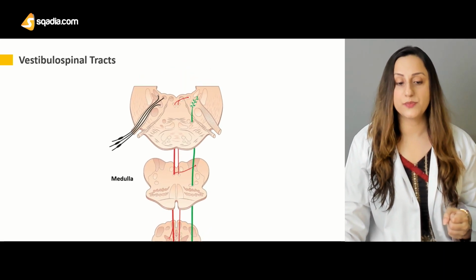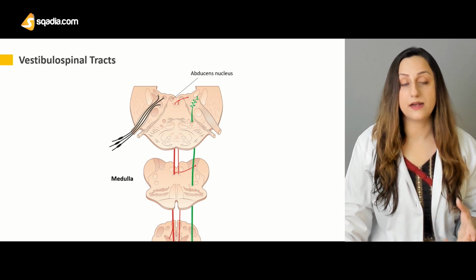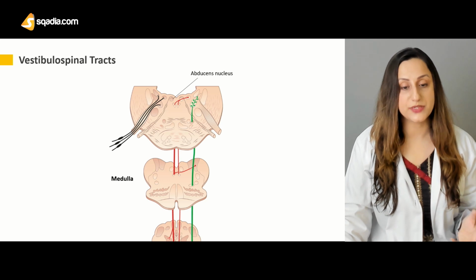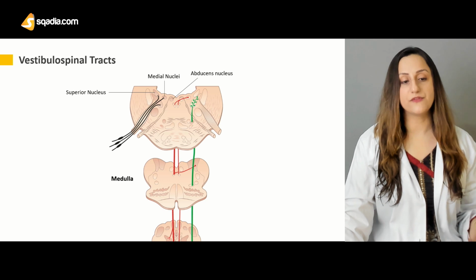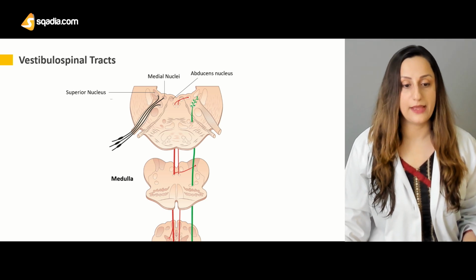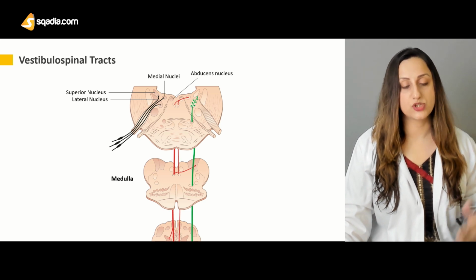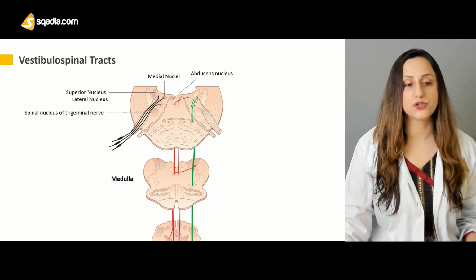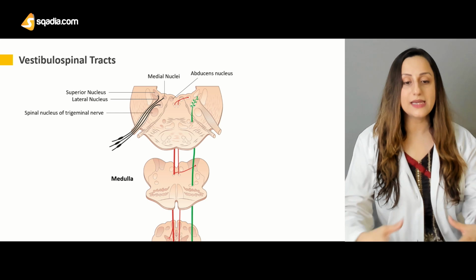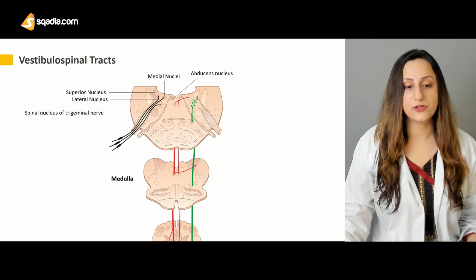So as you can appreciate over here, these vestibular nuclei are lying in close relation to the abducens nuclei. The medial nucleus, and then we have a superior nucleus at this particular level. The lateral nucleus is lying laterally to these vestibular nuclei. And then we have the spinal nucleus of the trigeminal nerve. So it's basically a collection of nuclei that is present at this particular level of the pons.